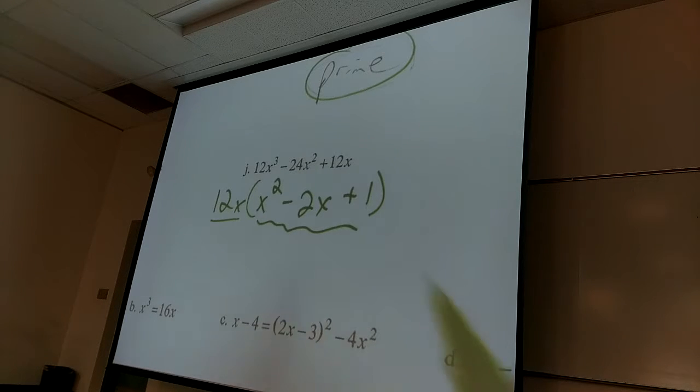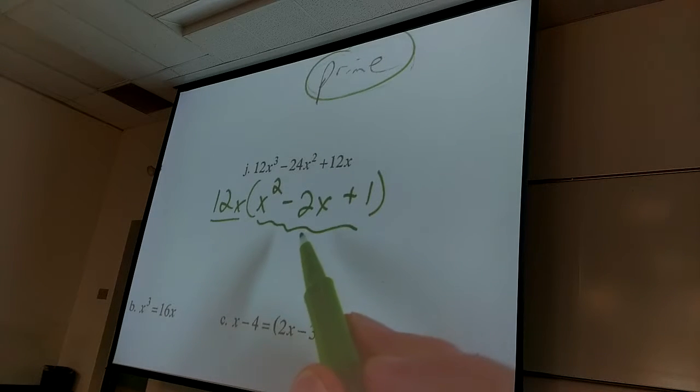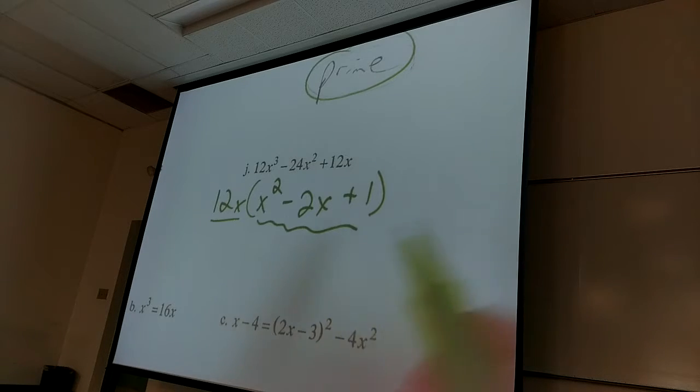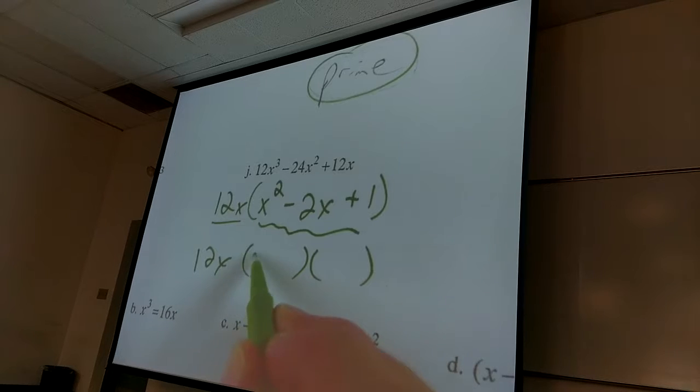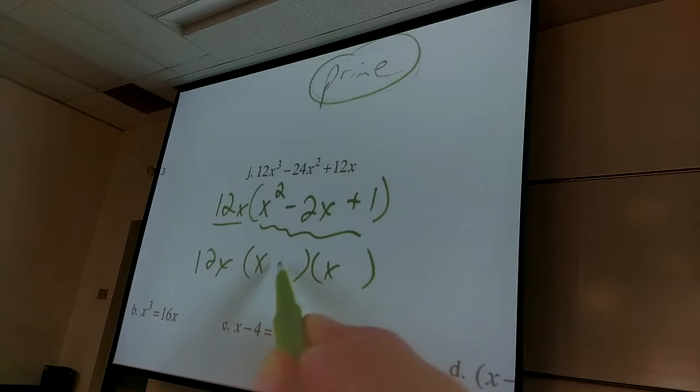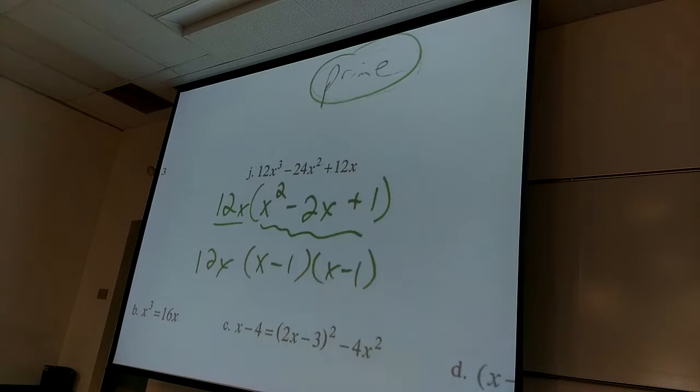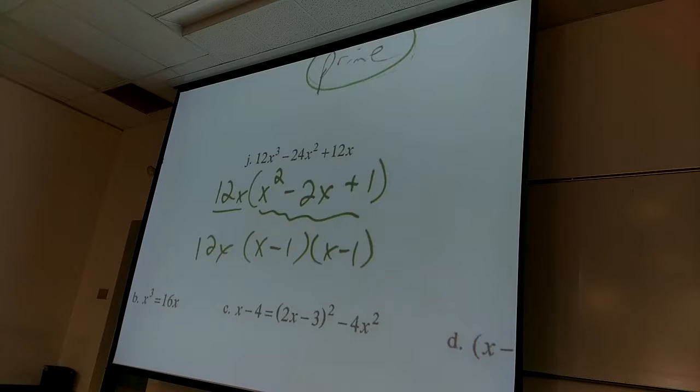Yeah. What multiplies to be 1 and adds to be negative 2? Negative 1 and negative 1. So what would that be here? X minus 1, x minus 1. So especially if you do a GCF, you should look at what's left and see if it's something that can go further.